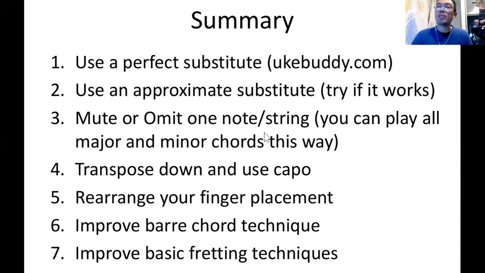Mute or omit one string, and you'll find out that you can play all major and minor chords this way. Every single major chord, every single minor chord, simply by muting or omitting a string. You could transpose down and use a capo. So you transpose down to easier chords and then use the capo to bring it back up. You could rearrange your finger placement. And then finally, of course, these are 2 long-term things you need to work on. You've got to improve your barre chord technique, and you've got to improve your basic fretting techniques.